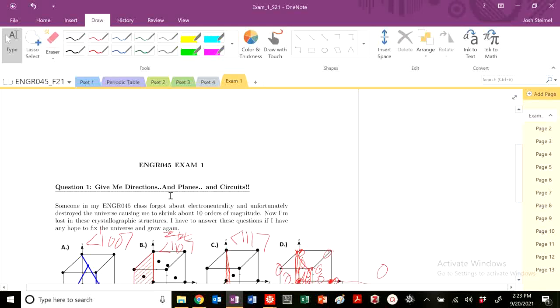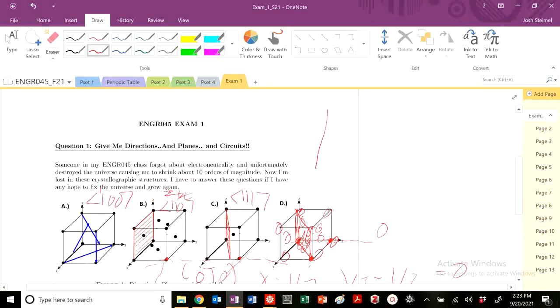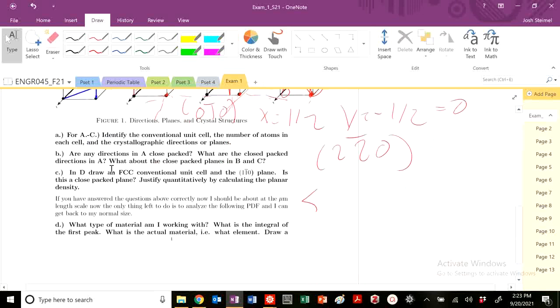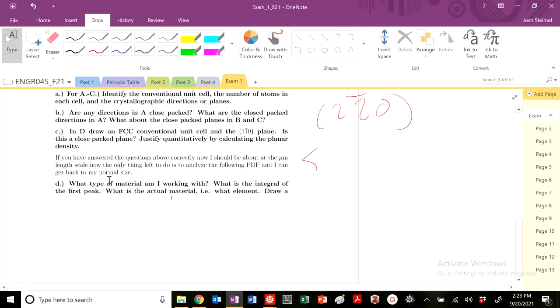So I see in this plane, I have a plane that looks like this. So corners, and then one here, one here. So my planar density is equal to 2 times pi r squared divided by, this distance is a square root 2. This is a, where a is equal to 2r root 2. So a times square root 2. Calculate this out, it is not close packed. And we know that because in FCC it's only 1, 1, 1.